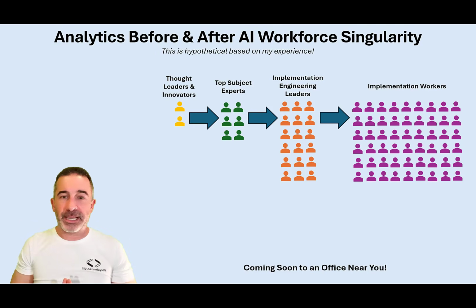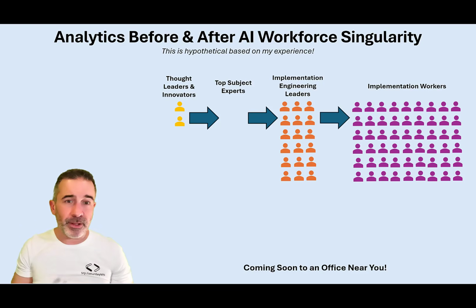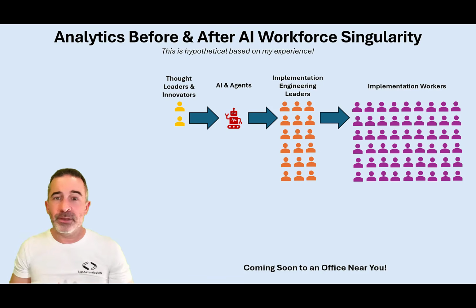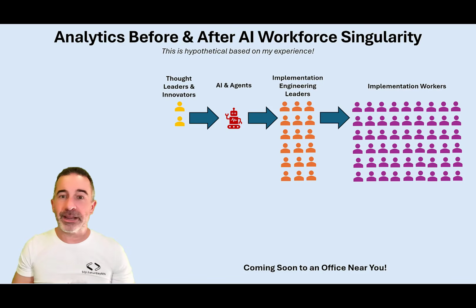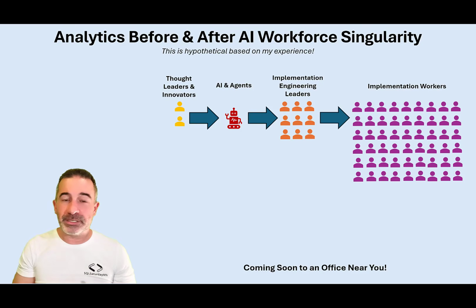Top subject experts won't be needed anymore. Thought leaders and innovators will be able to scale their influence using AI, and the implementation engineering leaders will be able to get the answers they need without opening tickets or hiring expensive unicorn consultants. Implementation engineering leaders will also be able to take on more projects and scale using AI, and the projects will progress more quickly. There might be a reduction in headcount at this level too.